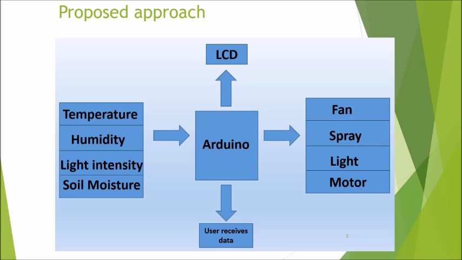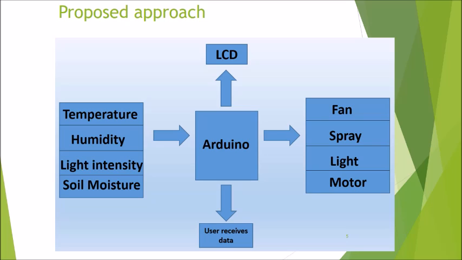The diagram on the screen is the proposed approach I will be following. It can be seen that the readings from the four sensors are fed into the Arduino and processed to give a desired output. Each sensor has its corresponding output. For example, the temperature sensor yields the output in the form of fan, the humidity sensor in the form of spray, the light intensity sensor in the form of artificial light, and the soil moisture sensor in the form of water spraying motor. The two other components yielding out are the LCD and the data received by the user.